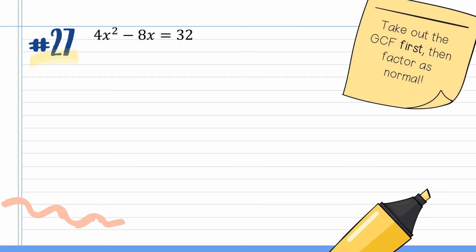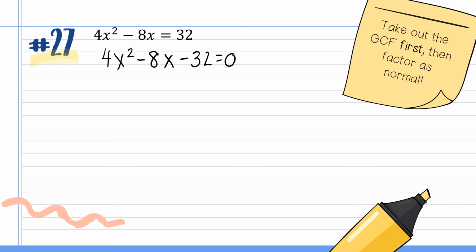Okay, for 27, we have 4x squared minus 8x equals 32. First, notice that this is not set equal to 0, so the first thing we want to do is actually subtract our 32 over to the left-hand side. So the problem we want to be working with here is 4x squared minus 8x minus 32 equals 0.